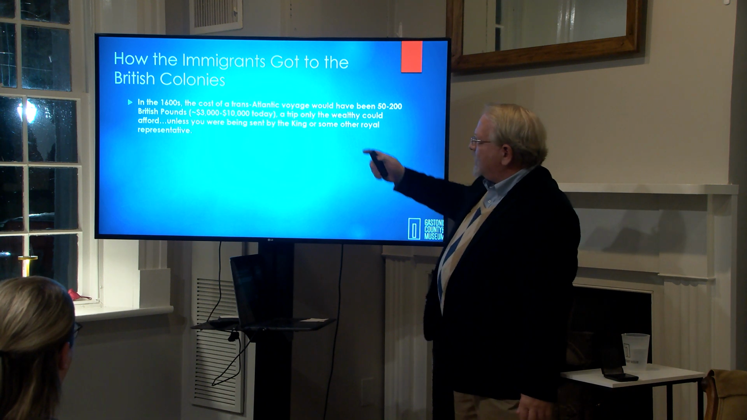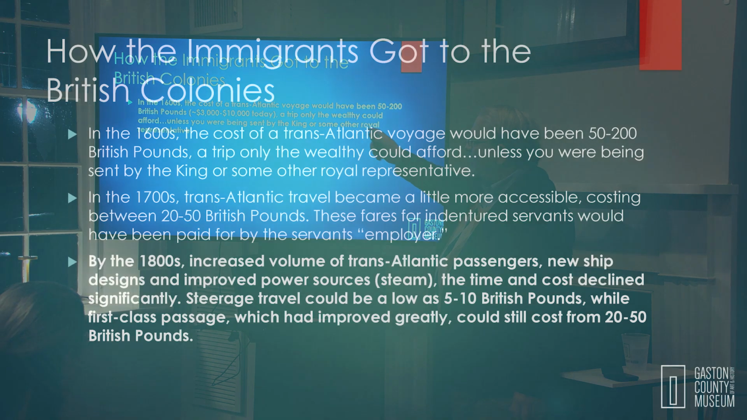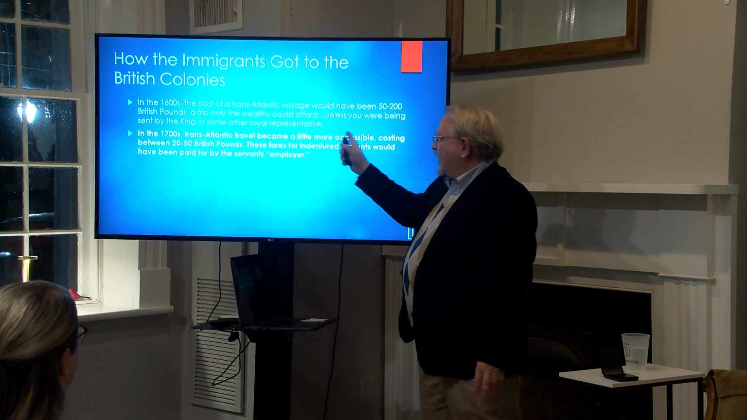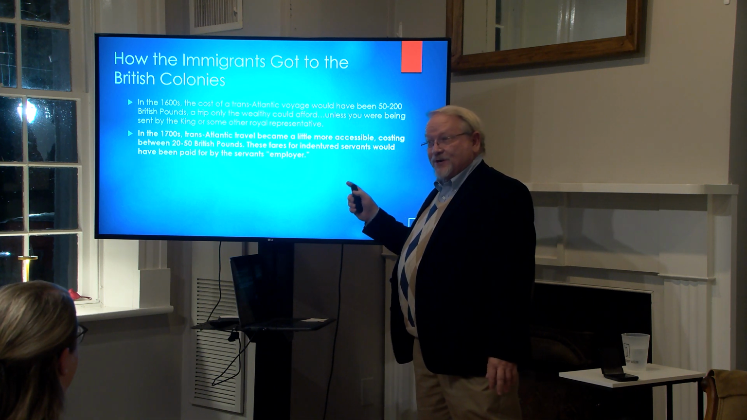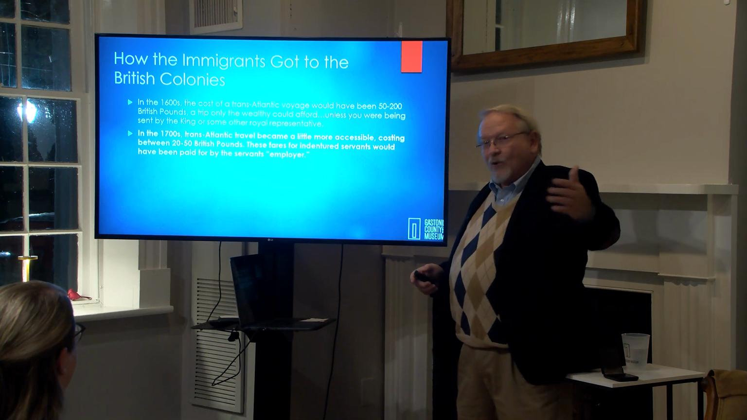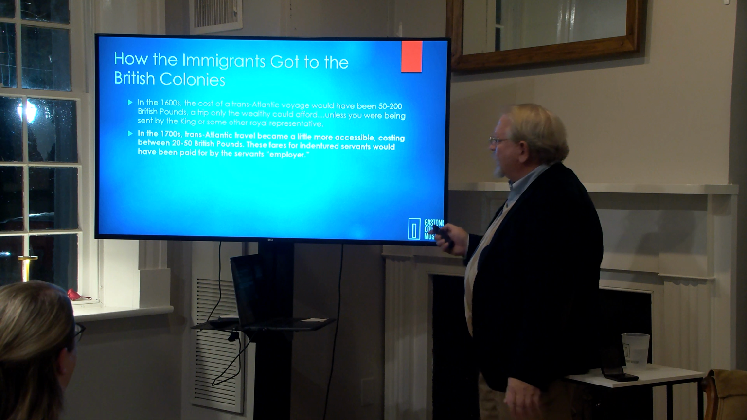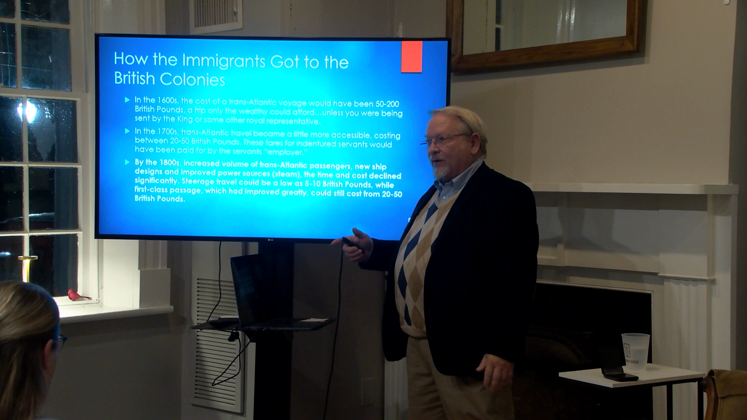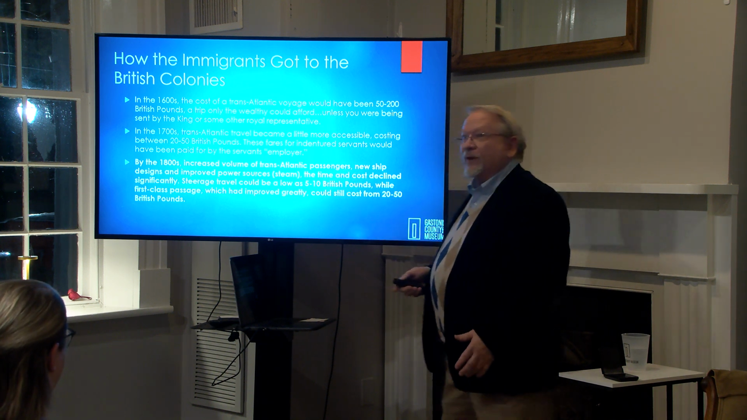How did the immigrants get here? Transatlantic travel was very expensive to start with. In the 1600s, it would cost $3,000 to $10,000 for a trip overseas, unless you were sent by the king or some other representative. By the 1700s, it became a little more accessible. Most people, or a lot of people, were coming over as indentured servants. The folks they were going to work for paid their way, and then they had to work for a certain number of years to pay that back. And then finally, by the 1800s, steam power came into play, and more people were traveling across the ocean.